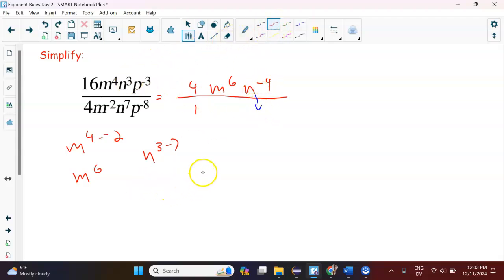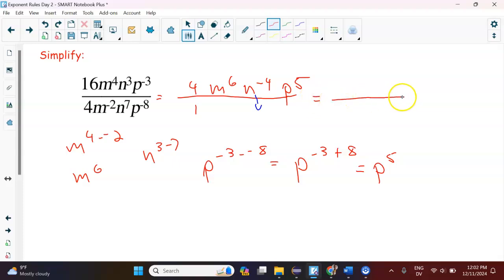And then for p, it'd be p to the negative 3 minus negative 8. So that's going to be like negative 3 plus 8. The minus negative becomes a plus, so we have p to the 5th. Sorry for the bad handwriting there. Maybe I'll try to write it a little clearer. P to the 5th. Okay, so that's kind of step 1.